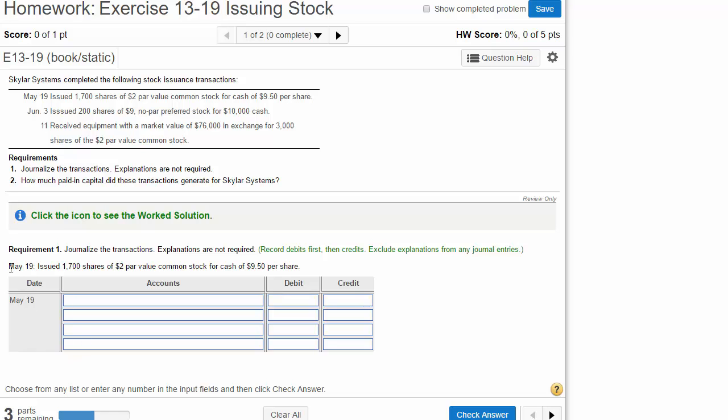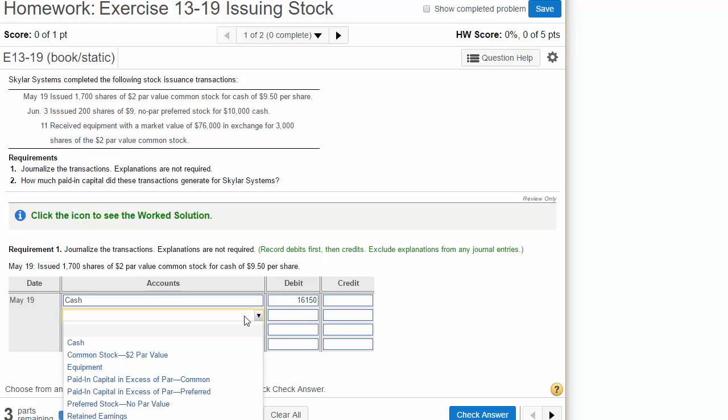So let's journalize the May 19th transaction. We issued 1,700 shares of $2 par common stock for cash of $9.50 per share. So cash is going up. So $9.50 times 1,700 shares gives us $16,150.